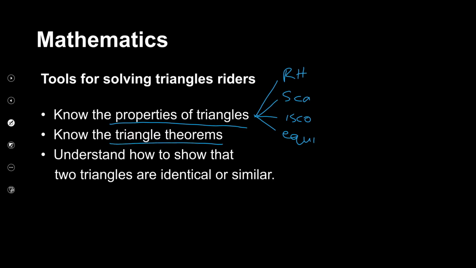Also, you need to understand how to show that triangles are identical. Remember, identical will be congruency. And then similar will be similarity, right? Because triangles can be similar or they can be identical. There's a difference. Identical means angles are equal, sides are equal. Similar would mean angles are equal, but sides are in proportion.